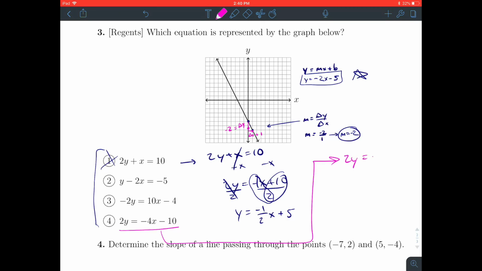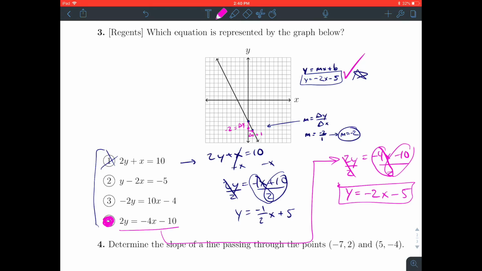So you have 2y equals negative 4x minus 10. I divide by 2 to isolate y on both sides. I get y equals negative 4 over 2 is negative 2x. Negative 10 over 2 is negative 5. And it looks like it matches what we found from before. So this is the equation of that line. I know I didn't check choices 2 and 3, but if you do check them, you'll find that neither of those choices actually matches the equation that we found.